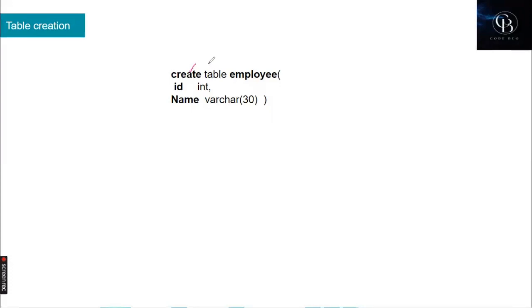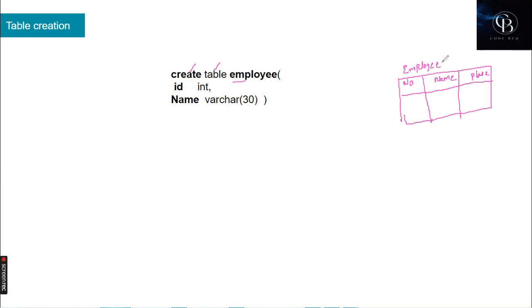Now, what is the query? First, you have to write the create keyword. Later, you have to write table. After that, you have to write the table name. For example, I will take number, name, and place. This is my table. What is meant by table? A table is a combination of columns and rows. I need to give some name for this table. That is employee.